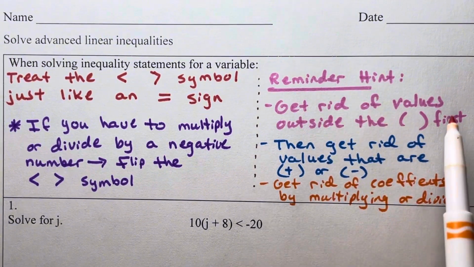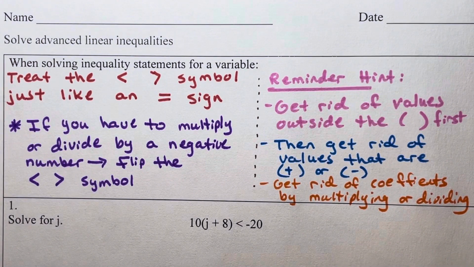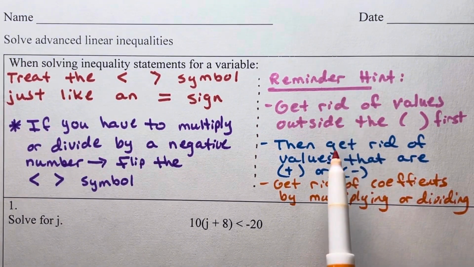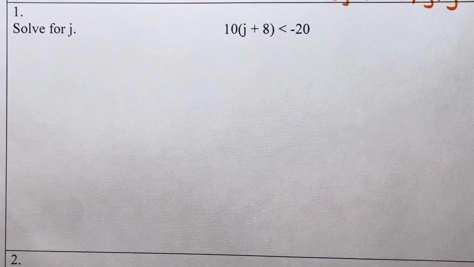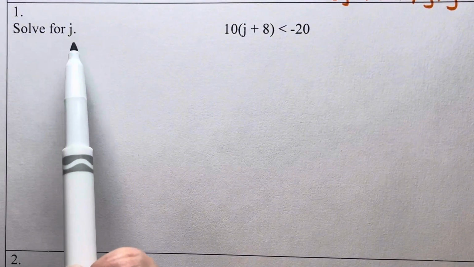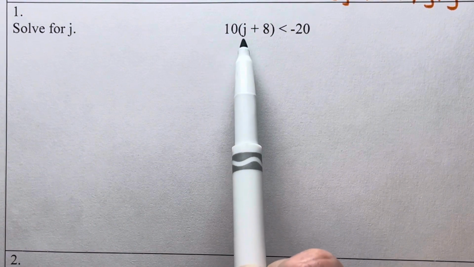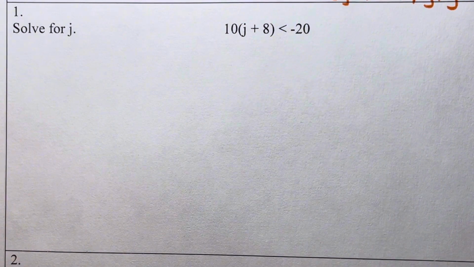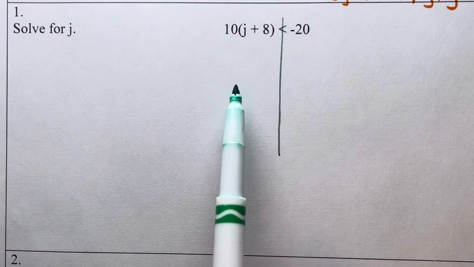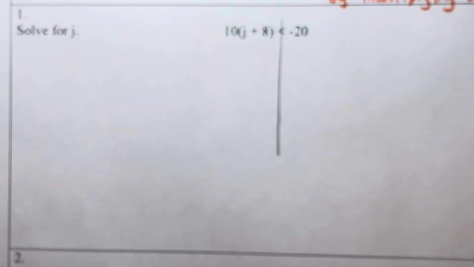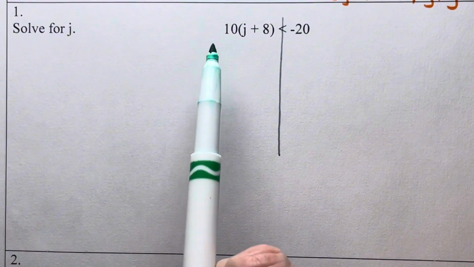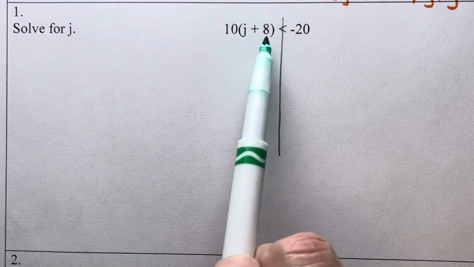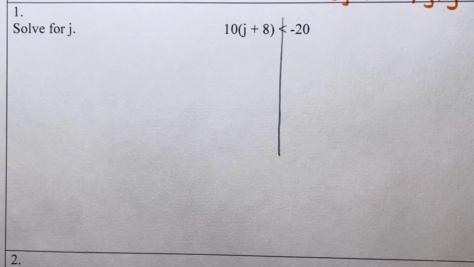These are the same steps that we go through when solving a linear inequality that has an equal sign instead of an inequality symbol. So just a quick reminder of how we went through that process. Example 1, we're going to solve for j, where 10 times the quantity of j plus 8 is less than negative 20. Now that I have separated the left side of my inequality from the right side, let's get this process started. So we see here very quickly that we have parentheses and a 10 in front of those parentheses.